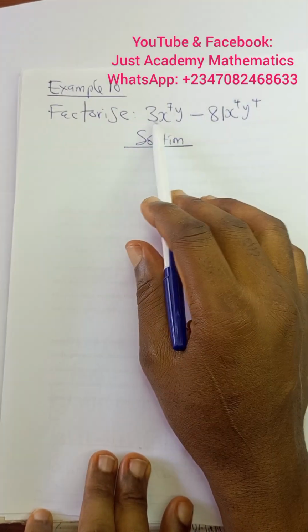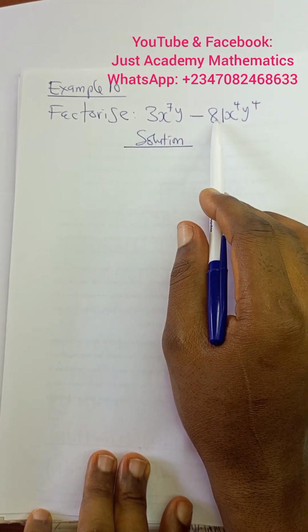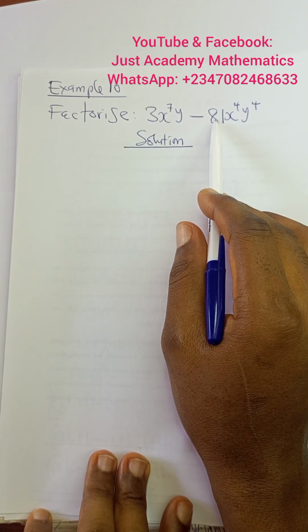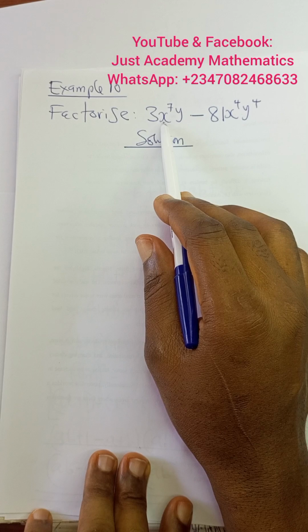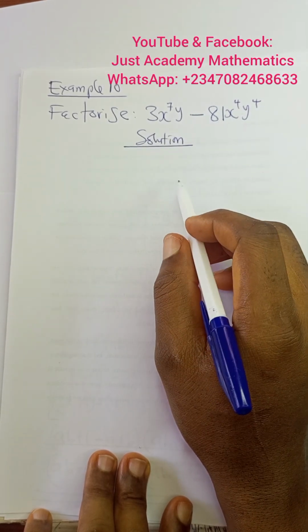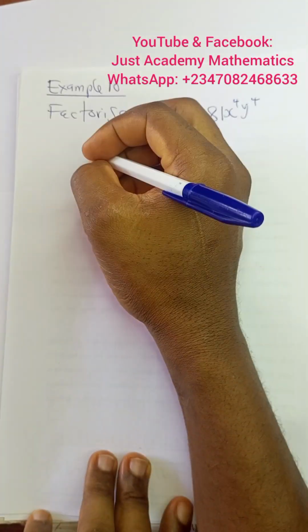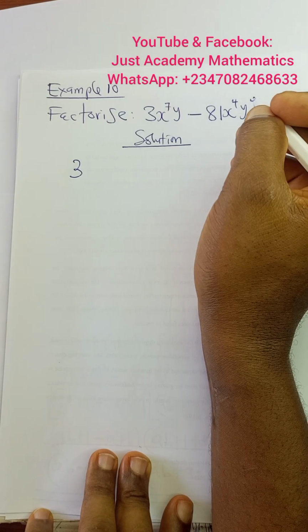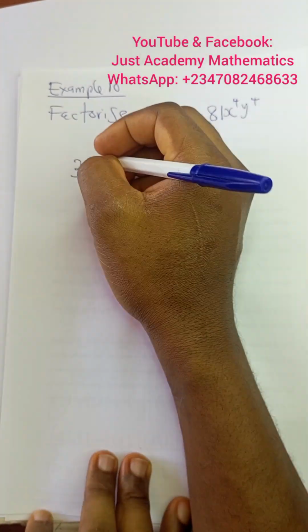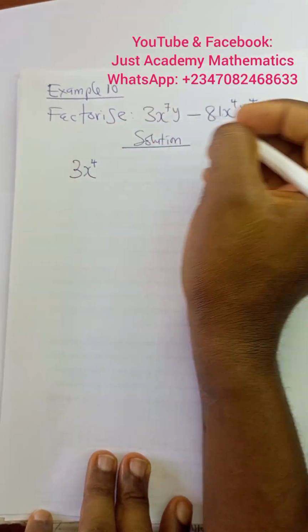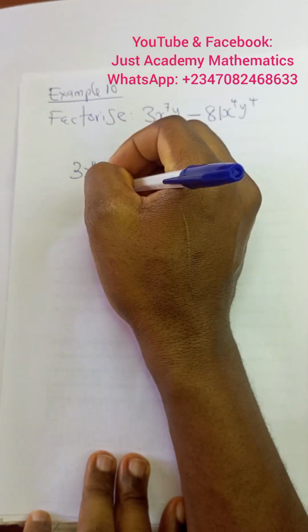And what is common here first is 3, and s raised to the power of 4 is common. So if I bring out 3 and bring out even y2 and bring out s raised to the power of 4 and bring out y, what will remain?